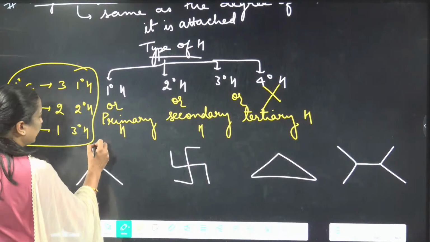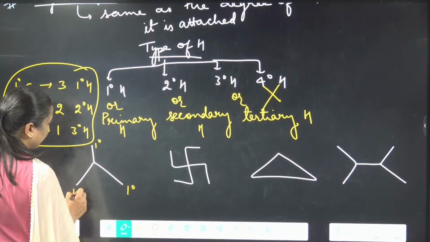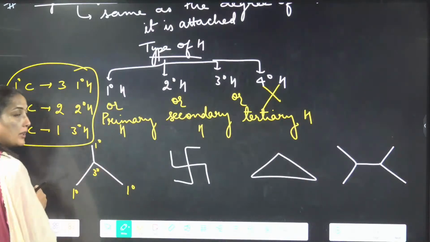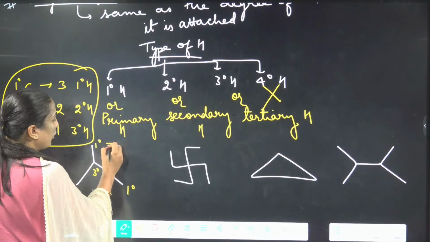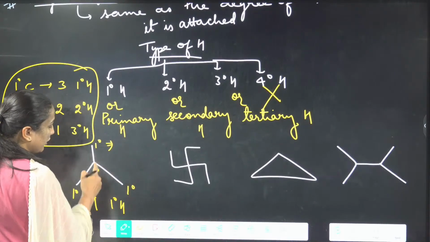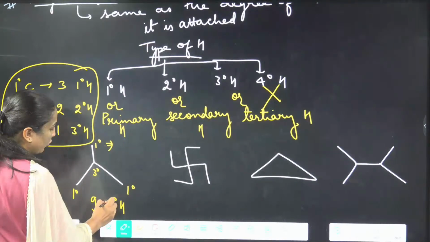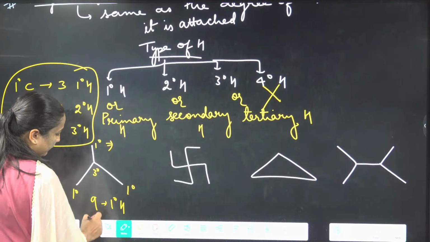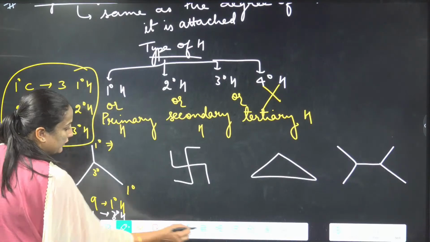So basically, you just identify this is primary, this is primary, this is also primary because it is connected to only 1 carbon atom. Here it is 3-degree. Now, how many primary hydrogens? 3 here, 3 here, 3 here. So 9 primary hydrogens. How many tertiary? Only 1 tertiary hydrogen, right?